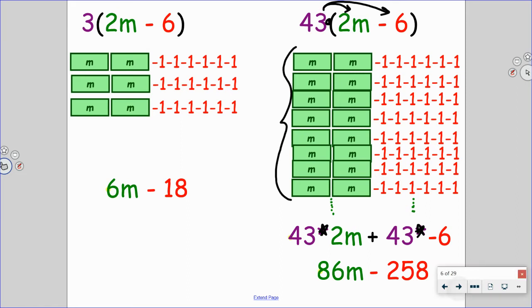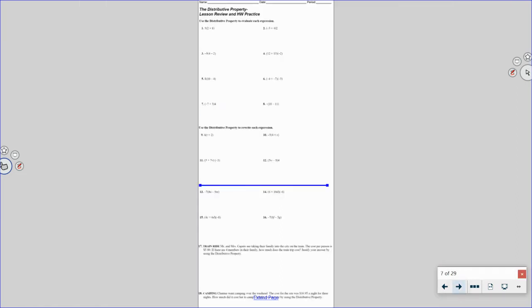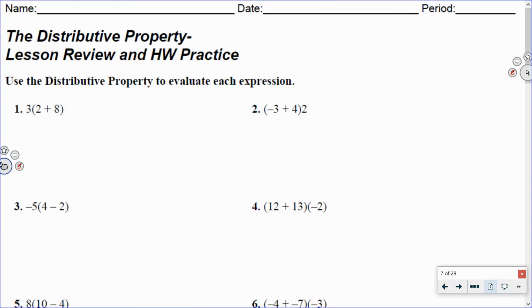Now, let's go ahead and take out your worksheet, the distributive property, lesson review, and homework practice. We're going to do a couple of these together. So let's begin. In fact, let's do some odd problems together, leave the evens for you to work on your own. Can we use the distributive property to evaluate each expression? Notice these have only numbers. Now, I know many of you are going to be tempted to compute the parentheses, but that's not what the directions ask. Directions are asking, okay, can we use the distributive property?